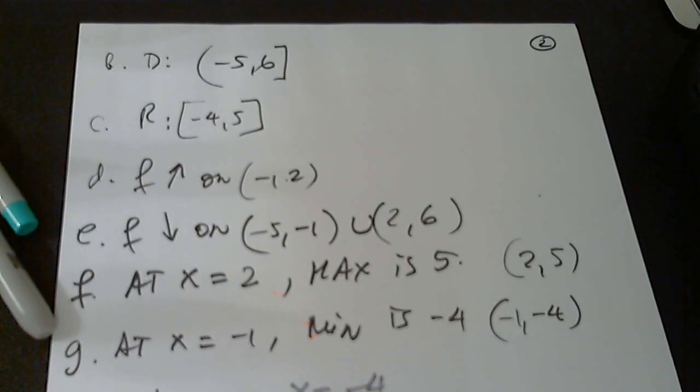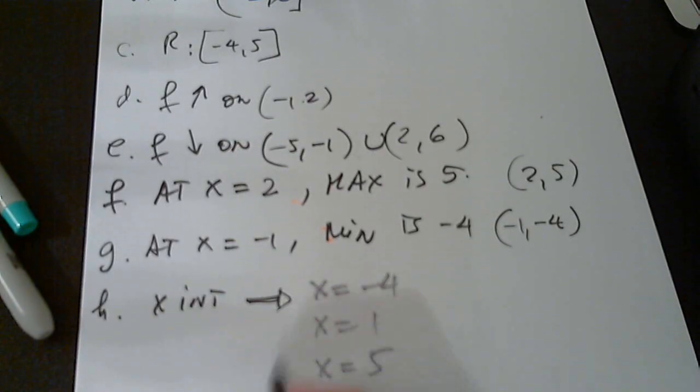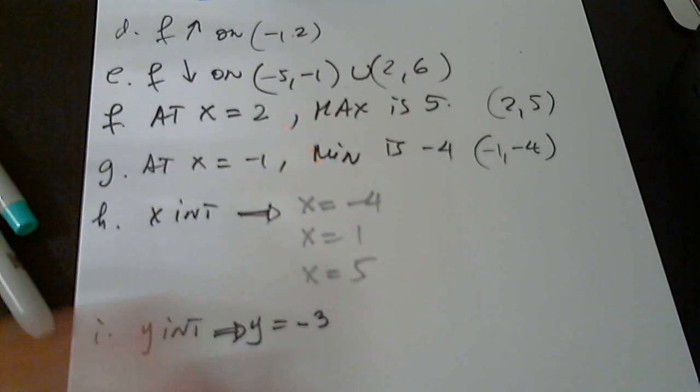Moving on. Perfect. Excellent. What is the y-intercept? Again, they don't say, so we're going to write y equals -3. Perfect. Moving on. Excellent. Thank you for contributing. We work much faster together.